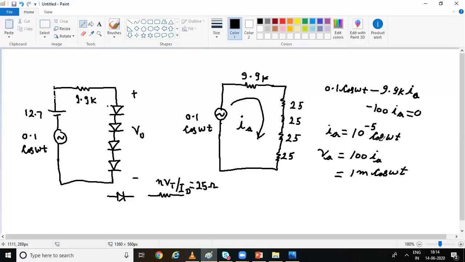Then we have to calculate the voltage between these two terminals. This is one terminal and this is the second terminal, right? So how will it be? It will be current into R. So I is the Ia, and the resistor value between these two terminals is 25 into 4, that is 100 ohms. So it will be 100 into the AC current. So it will come out as 1 milli cos omega t. So the AC voltage between these two terminals will be 1 milli cos omega t, and that is our answer.